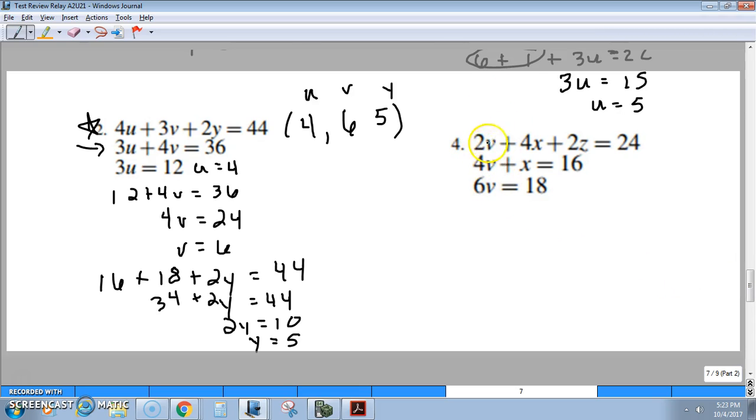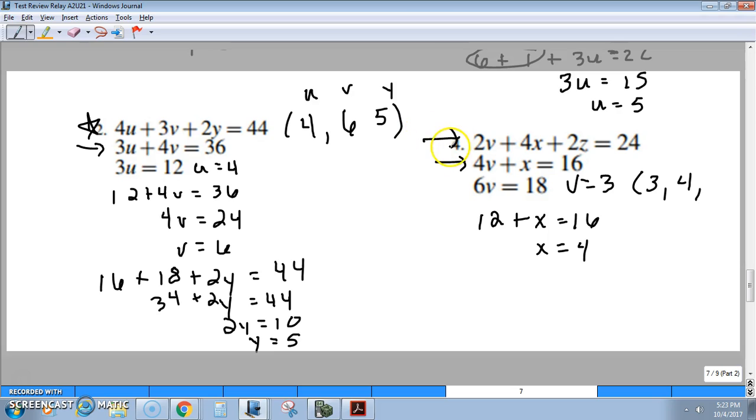And last one, 6 times v. I think they're in alphabetical order, v, x, y, z. Yep. So v is 3. Put it back into this one. 3 times 4 is 12, plus x equals 16. Subtract 12 from both sides. X is equal to 4. So we have 3, comma, 4, comma, and the last one, we need to redo this one.